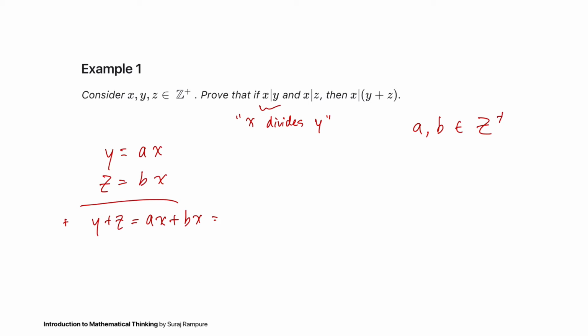What can we do here? Common factor the x, right? So we have (a plus b) times x. And what have we done here? We've shown that the sum of y and z is equal to some constant times x, right? We started off by assuming that x divides y, i.e. that y was some constant times x, that x divides z, i.e. that z was some constant times x, and now we showed that y plus z is some other constant times x. Is that clear? So we took the information we were given, did a little bit of algebraic manipulation, and we are presented, relatively straightforwardly, with the result.